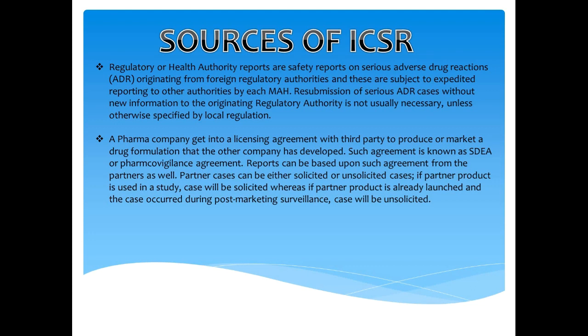So there is also another source. A pharma company gets into a licensing agreement with a third party to produce or market a drug formulation that the other company has developed. Such an agreement is known as SDEA, Safety Data Exchange Agreement, or Pharmacovigilance Agreement. So what happens? There are some pharma companies associated with a particular pharma company. For example, there is one company which has developed or manufactured a particular product. So that company may get involved in some sort of partnership with some other company.